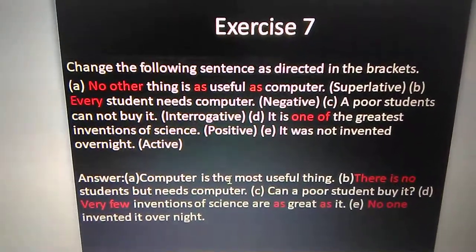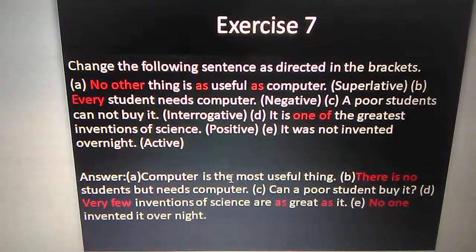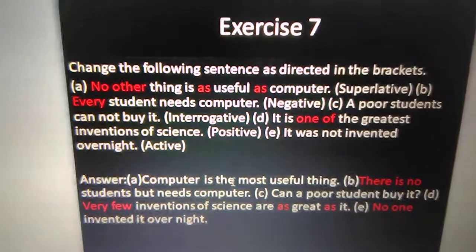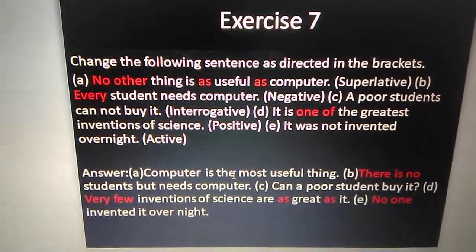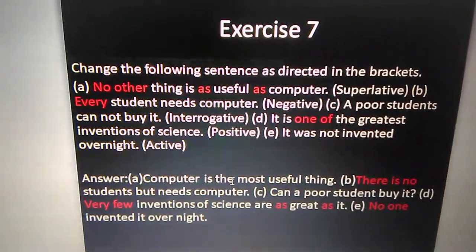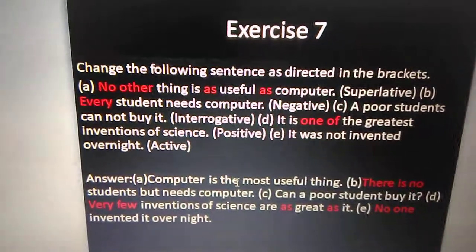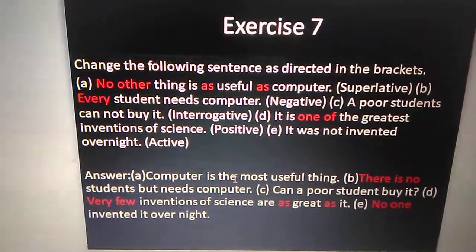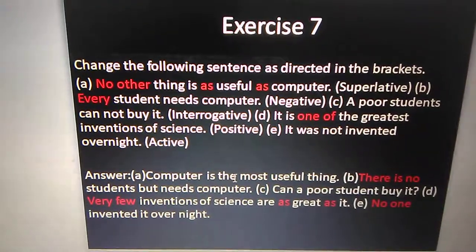But here is one definite article, the, and you have to keep it in mind. When you change into superlative, you have to add the before the superlative form of the adjective. So no other thing is as useful as computer. Computer is the most useful thing. So you have to learn what to eliminate and what to add newly. I hope that you understood.